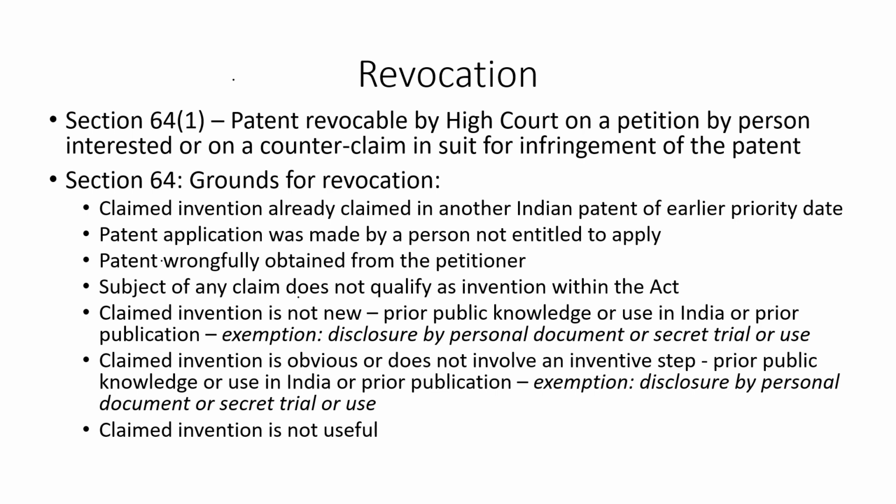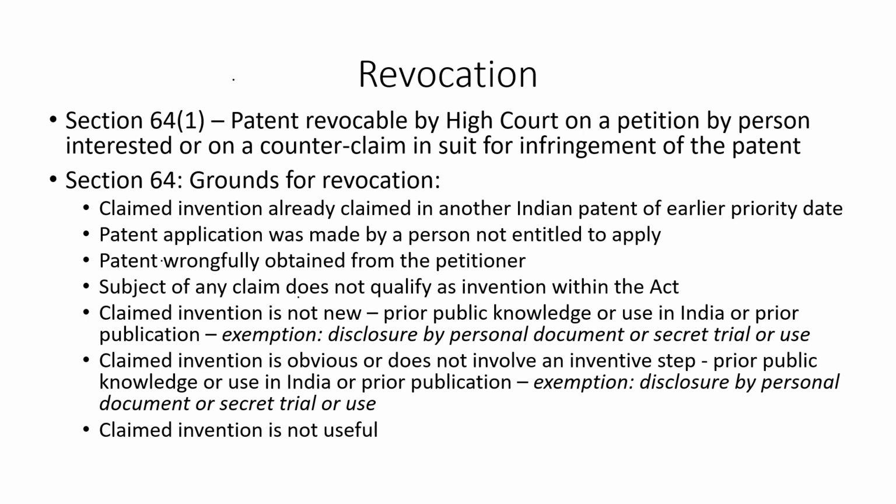A related ground is that the claimed invention is not new, which means that it is anticipated in view of some prior public knowledge or prior public use in India, or maybe prior publication in India or elsewhere. Yet another similar ground is that the claimed invention is obvious or does not involve an inventive step in view of what was known in view of prior public knowledge or use in India, or a prior publication that has happened in India or elsewhere. However, for both these provisions, an exemption is provided, that is, a disclosure in a personal document which is not in the public domain, which no one has seen, would not be counted as anticipation or would not be considered for an obviousness issue. Also, any secret trial or use of the innovation for the purpose of maybe evaluating the effectiveness of the invention would not be considered as relevant for affecting the novelty as well as inventiveness of the innovation.